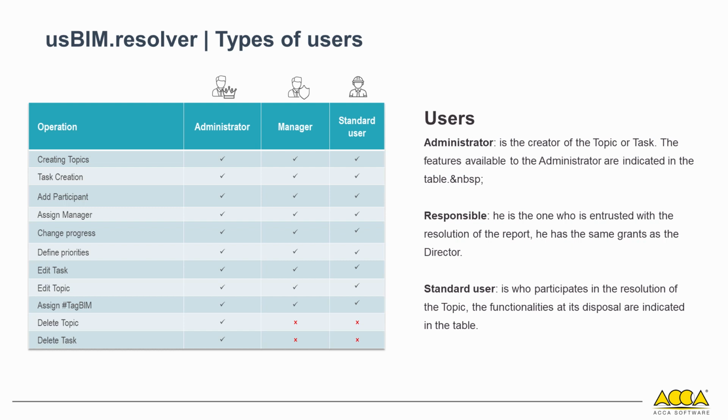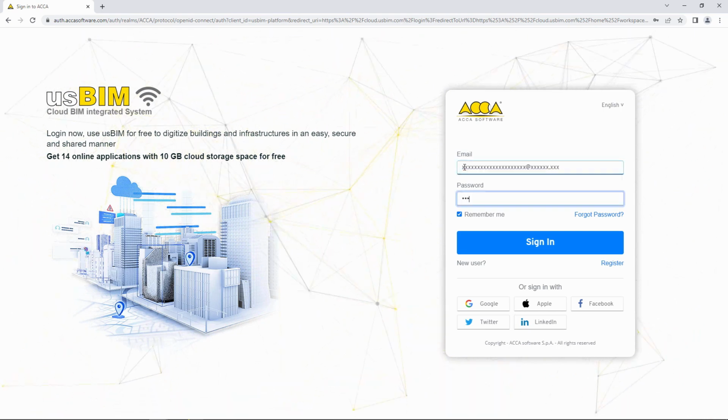Users involved in a task receive notifications via chat and email, including hyperlinks to the specific task. These notifications encompass various events within topics and tasks, such as adding participants, progress updates, or changes and deletions of tasks. Let's begin with an example.